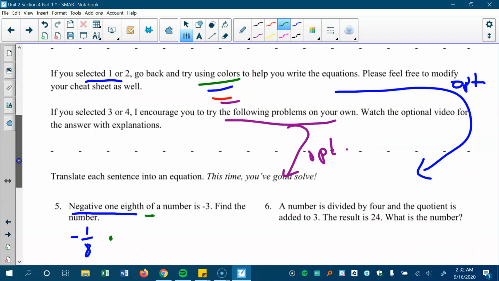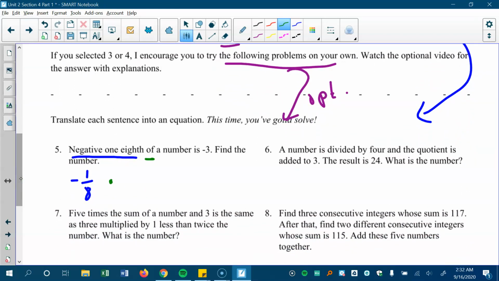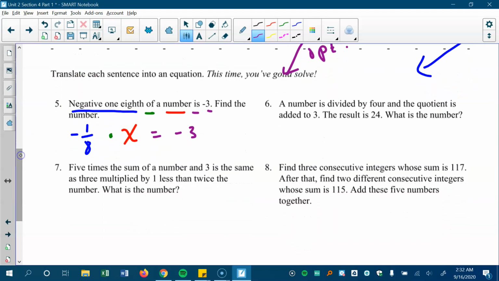Okay, so 1/8 of a number, let's call that number x, is, if I remember from my cheat sheet, equals negative 3. Now we actually have to solve this, so we're going to multiply both sides by the reciprocal of negative 1/8, so times negative 8 on both sides. And what we end up getting is x equals positive 24.